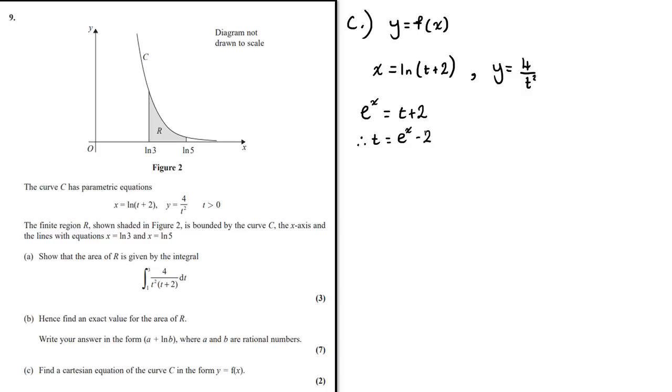Okay, and like we just said then, all we need to do now is substitute this t equals here into this equation of y, and then obviously we need to square it here. So therefore, y is equal to 4 divided by t squared. So t is e to the x minus 2, and that's going to be e to the x minus 2, all squared. Okay, and there we have it. So that's in the form y equals f of x. Okay, so I guess that's the final 2 marks, and that gives us the solution there to question 9.